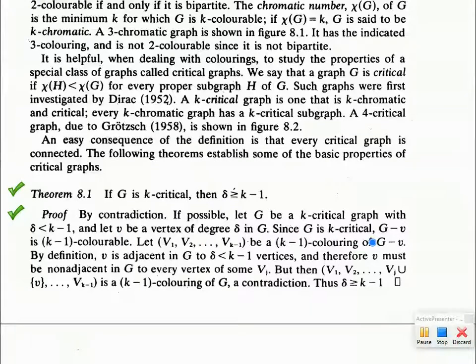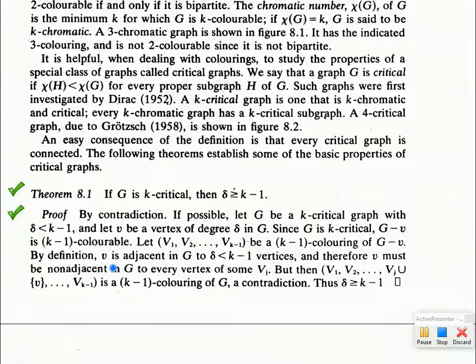But if you take away V, you are left with a subgraph which is K minus 1 colorable. Why? Because G is not a subgraph in any K-colorable graph, but a K-critical subgraph, okay? So, okay, color G minus V with the K minus 1 colors. So you have the set of vertices colored by 1, the ones colored by 2, the ones colored by K minus 1, okay?